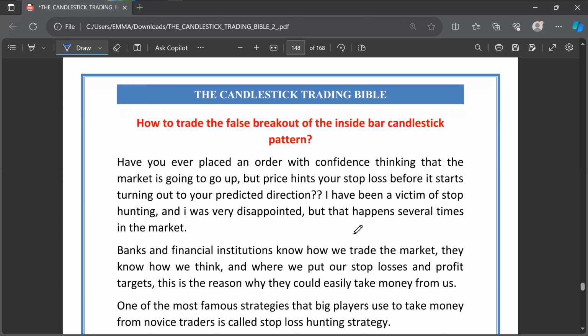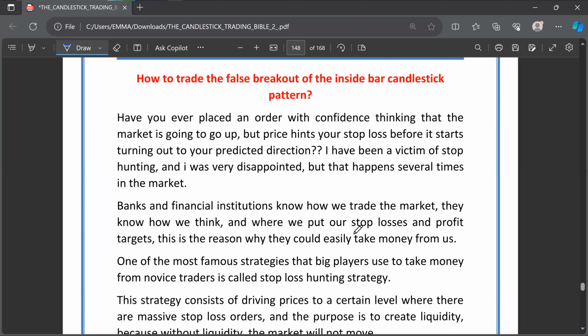And this can be very daunting, discouraging, and frustrating. So that's what you have to be prepared for. Know the amount of money that you are ready to risk in case the market does not move in your direction. That's what it means. Banks and financial institutions know how we trade the market. That's very, very bad, very disappointing, that the institutionals and the banks know where we put our SL and TP. You see how tedious this profession is.